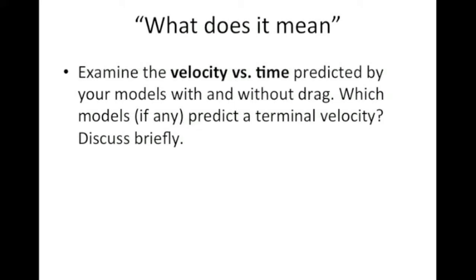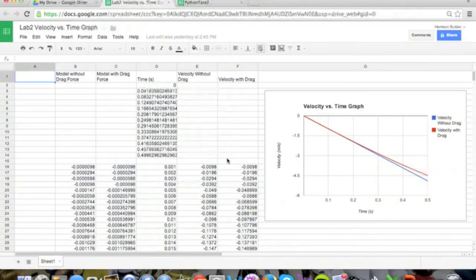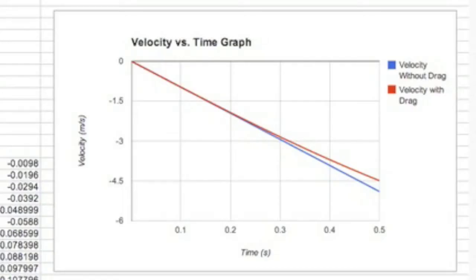The what does it mean question asks, examine the velocity versus time predicted by your models with and without drag. Which models, if any, predict a terminal velocity? By looking at the velocity versus time graph from our computational model, we can see that the graph of velocity without drag maintains a constant acceleration, while the graph of velocity with drag begins to decrease in acceleration and approach a terminal velocity, which has an acceleration of 0.